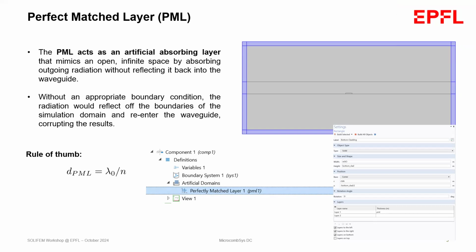Because you are operating with bending modes, you have radiating modes, and you want the radiating mode not to reflect back. So the PML layer basically acts as an artificial absorbing layer, and without an appropriate boundary condition, the radiation would reflect off the boundaries and re-enter the waveguide, corrupting the results.